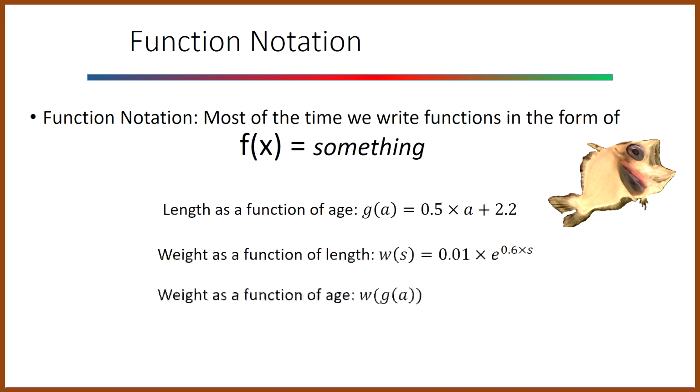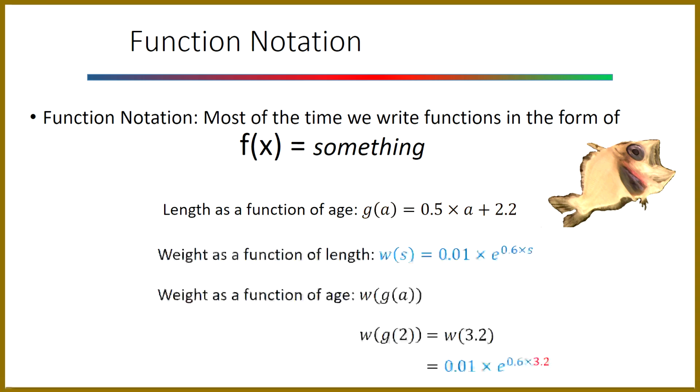When you have one function inside of the other function, the way that you evaluate it is by first evaluating the inner function and then evaluating the outer function. So let's do a quick example. What's the weight of a 2-day-old fish? Well, we want to evaluate w of g of 2. To do this, we will first plug in the values for g of 2. We replace the a in the equation with 2, and then we calculate that 0.5 times 2 plus 2.2 equals 3.2. Now we simply have to evaluate w of 3.2 by plugging into our equation for w.